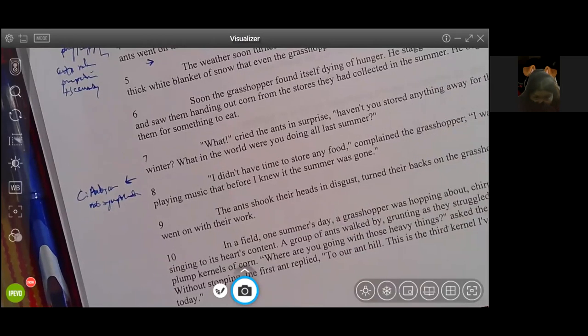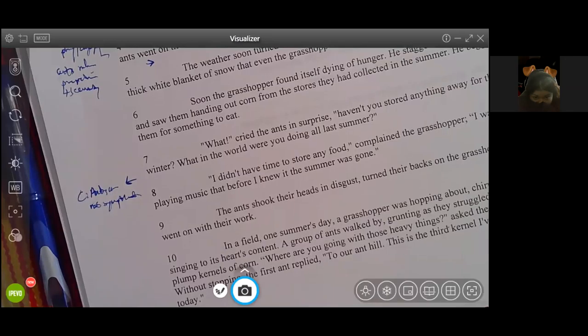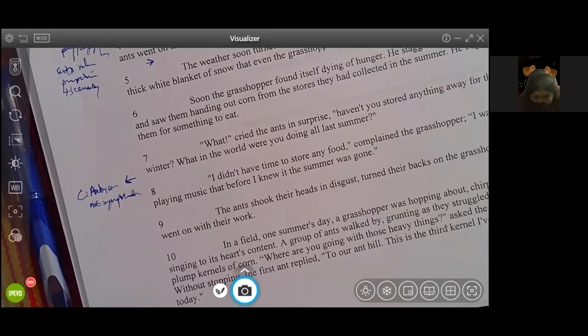The ants shook their head in disgust, turned their backs on the grasshopper.